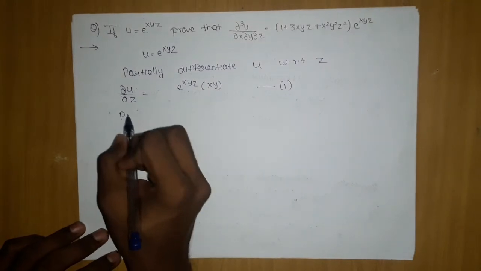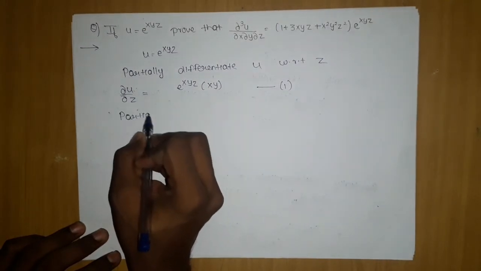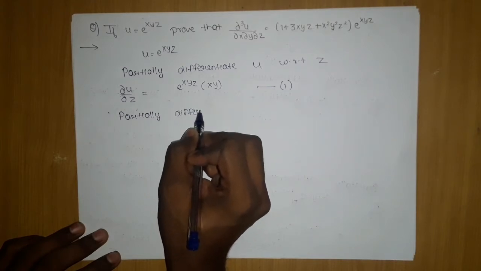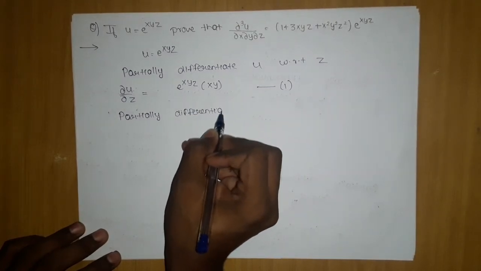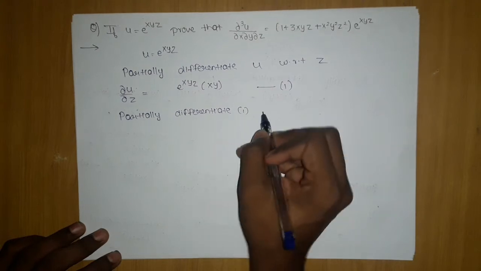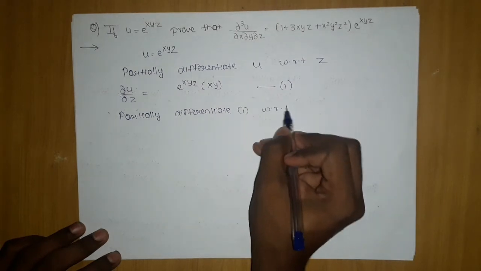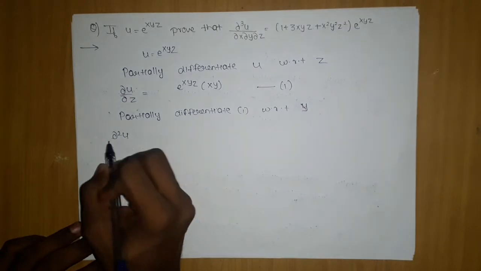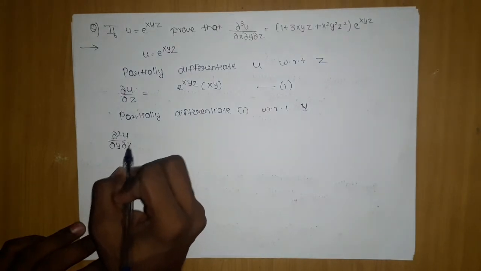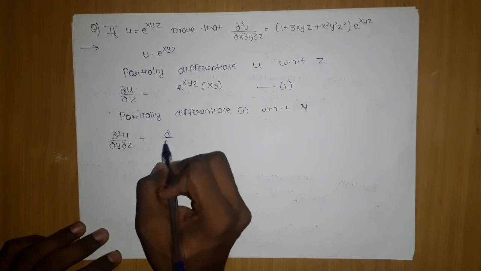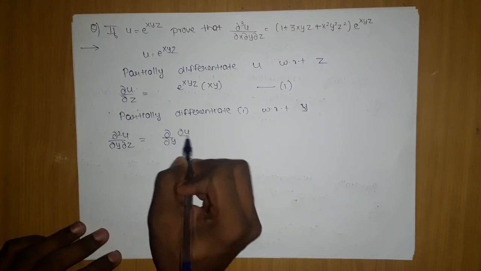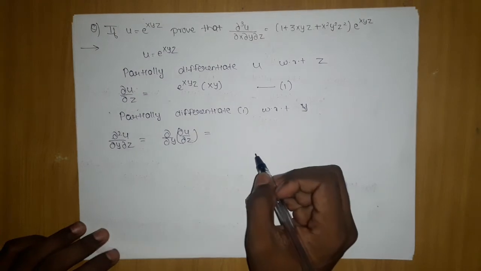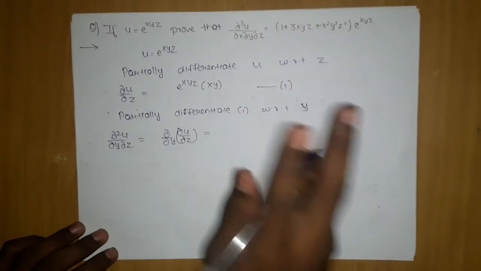Now partially differentiate 1 with respect to y. What do you have? ∂²u/∂y∂z, as per the rule, which will be nothing but ∂/∂y into ∂u/∂z. If I solve it, chain rule will be applied.